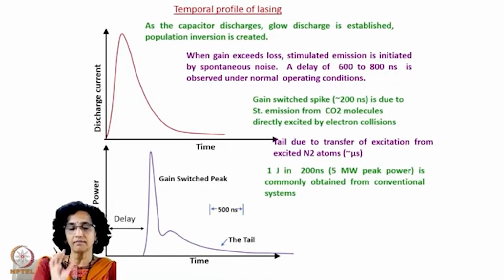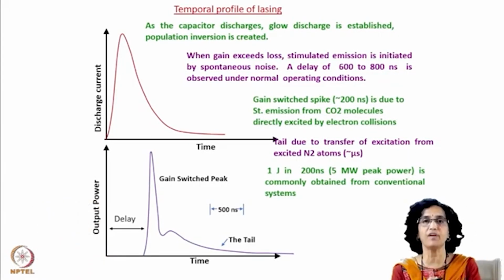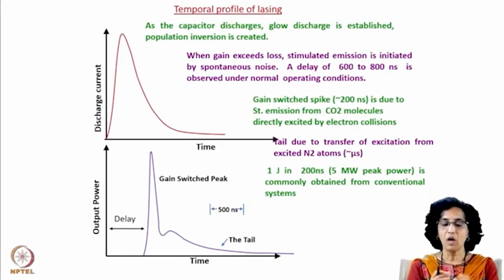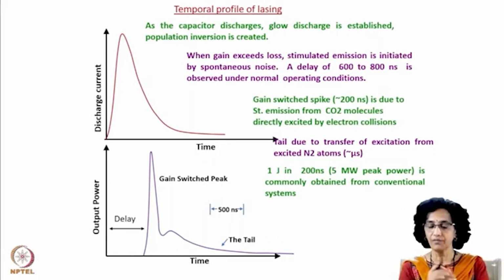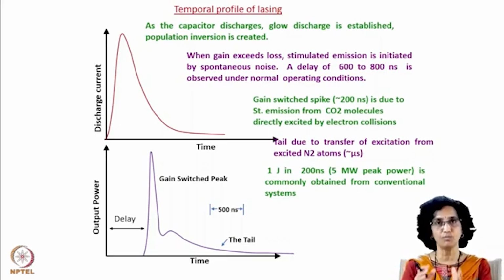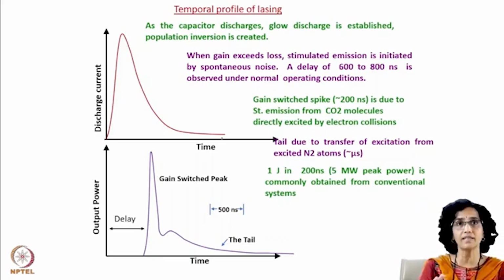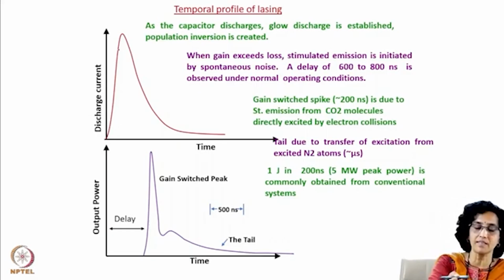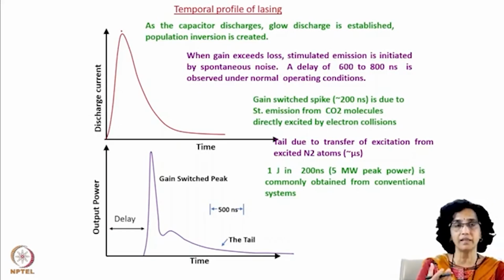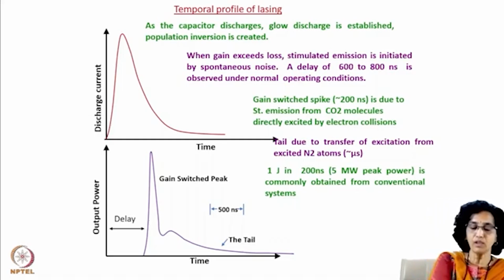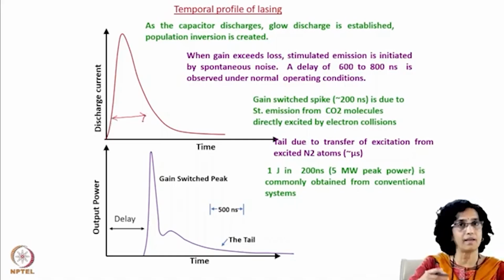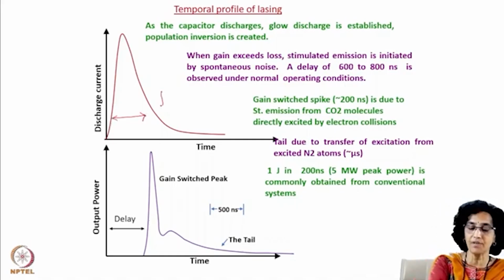Right? So now let us see how the temporal profile of lasing looks like. As the capacitor discharges, we know that glow discharge is established, and population inversion is created. So this is the discharge profile of the capacitor discharging into the laser loop, right? So this is the discharge current. We just now saw that this peak current can be kiloamperes, and the duration of discharge, we do not want it to exceed a microsecond. Definitely, it is a few hundreds of nanoseconds.